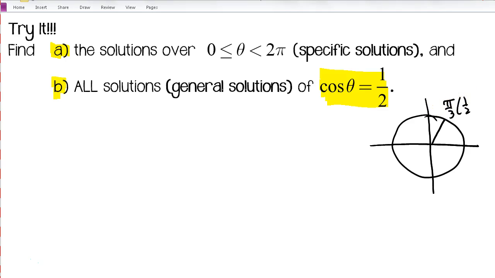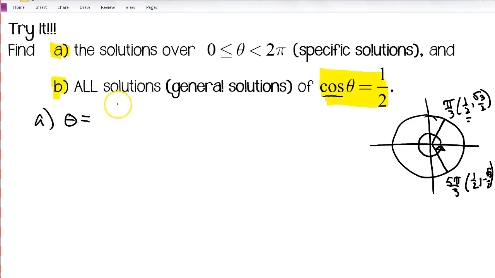So our coordinates here are 1/2 and root 3 over 2, and we're looking at this 1/2. And as we go around the circle another time, another spot which you may have found where the x coordinate, again because we're talking about cosine, is positive a half, is over here at 5 pi over 3. Those coordinates are 1/2 and negative root 3 over 2. So for part A, our specific solutions for this would be pi over 3 and 5 pi over 3.